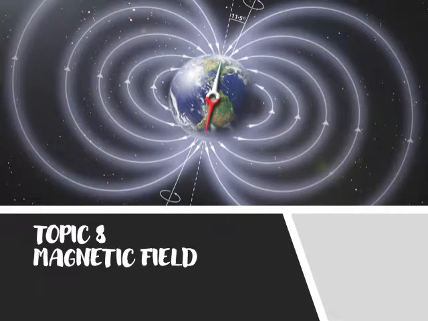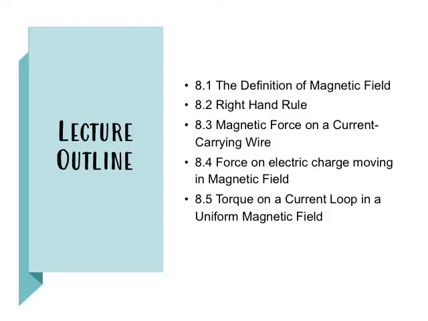So we are going to discuss topic 8, which is magnetic field. Let's start. Here we are going to discuss the definitions of the magnetic field and how to use the right hand rule to find the magnetic field or force or current. Then we are going to find the relationship between the magnetic force and the current carrying wire, and also we are going to change the current into charge.